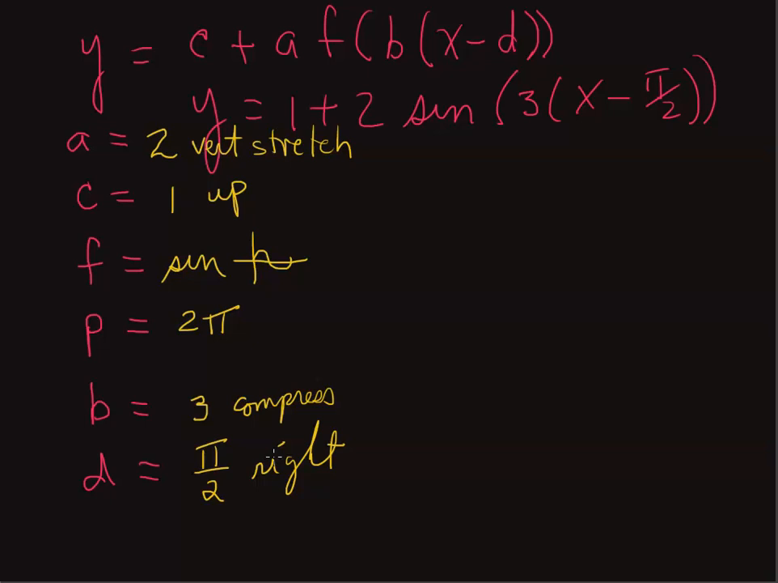So, the last thing we'll do is we take P and divide it by B, and we get 2 pi over 3. This is the new period for our graph. So, what does our graph look like? Well, we know it moves up and to the right. So it's going to be more in the first quadrant.